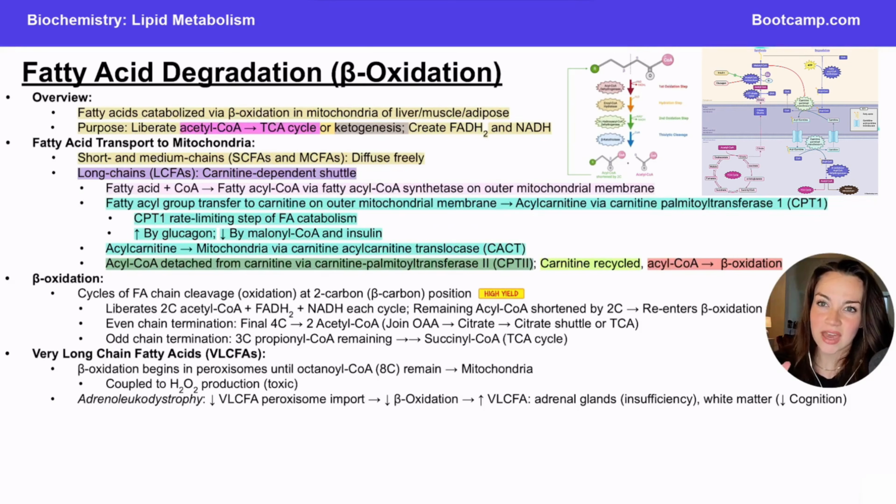So now we actually have that fatty acid in the form of fatty acyl CoA inside the mitochondrial matrix, ready to be broken down for energy via beta oxidation. And we can go into as much detail on beta oxidation as we want here, but if your test is tomorrow, in a nutshell, what you should understand about beta oxidation is that beta oxidation involves cycles of fatty acid chain cleavage at the 2-carbon position of a fatty acyl CoA. That cleavage is going to be conducted via an oxidation reaction, and that oxidation reaction is happening at the beta carbon position, which is a fancy word for that 2-carbon position.